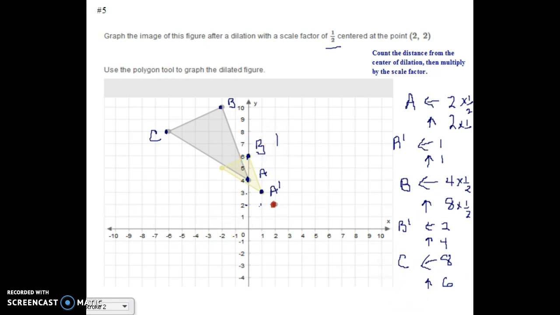C, from my center of dilation, to get to C, I have to go left 8 units and up 6 units. There again, I'm going to divide that by 2 or multiply by a half. So for C prime, I'm going to go left 4 units and up 3 units. So that will put me right here, and there is my C prime.